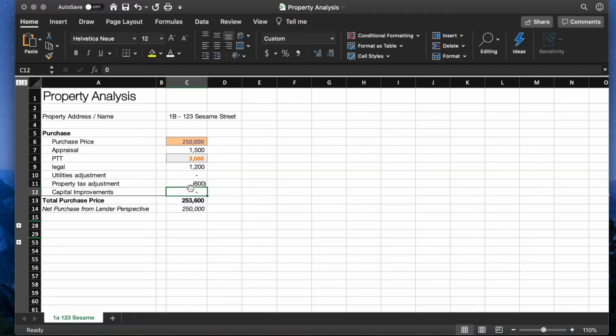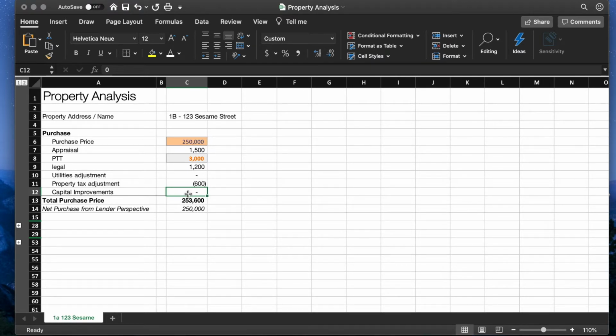So say if you're closing in September, you would pay for 1/4 of the property taxes for that year, and the vendor would pay for 3/4 because September is the 9th month out of the year. There's 12 months in the year, and that's a 75-25% split. So good to go.